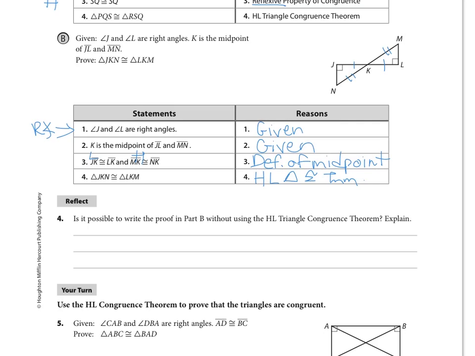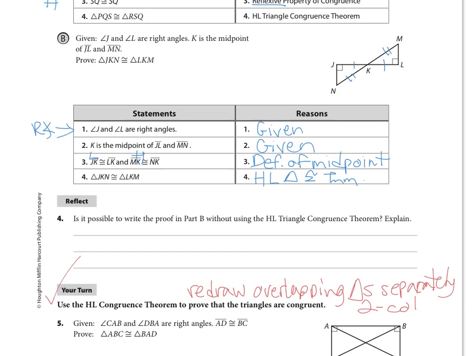I want you to take a look at your turn number 5 here, and it says use the HL congruence theorem to write a proof that the triangles are congruent. I might remind you to redraw the overlapping triangles separately before you begin the work on this proof, and make sure that you're doing a 2-column format. Okay? Let's see what you can do with that one, and we will see you in class.